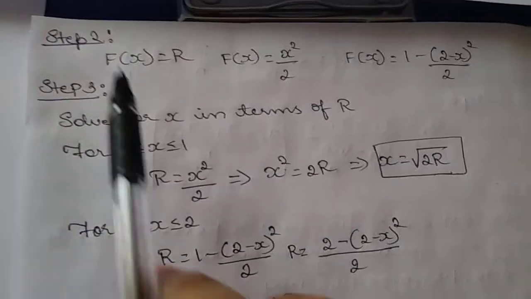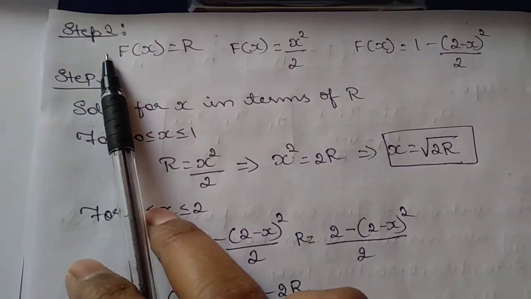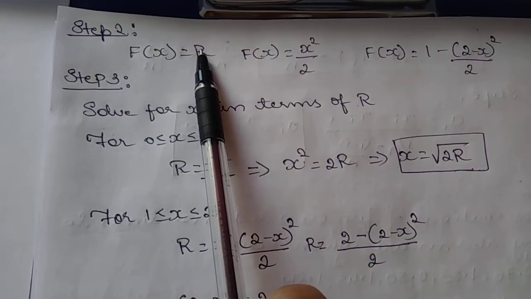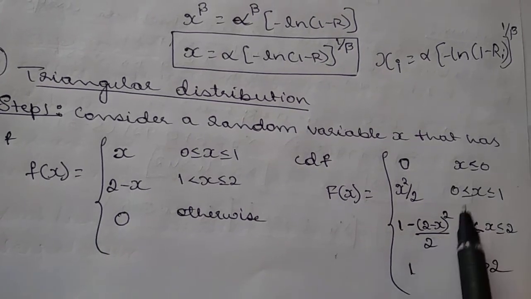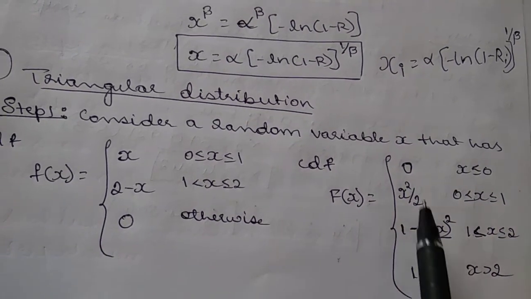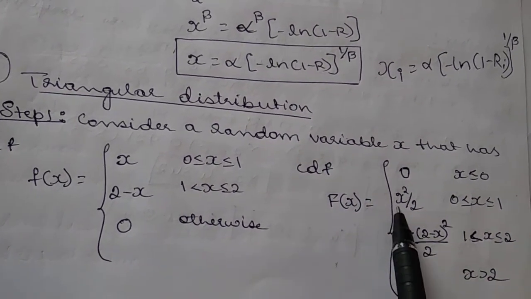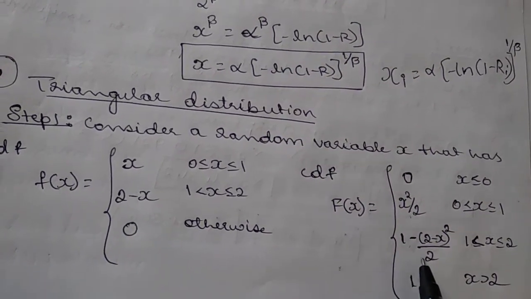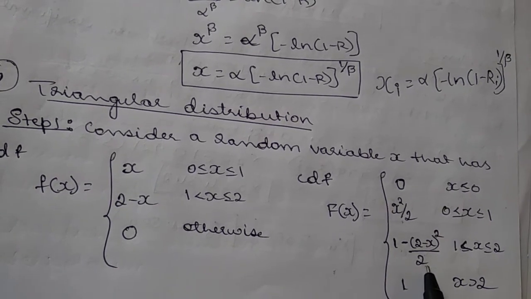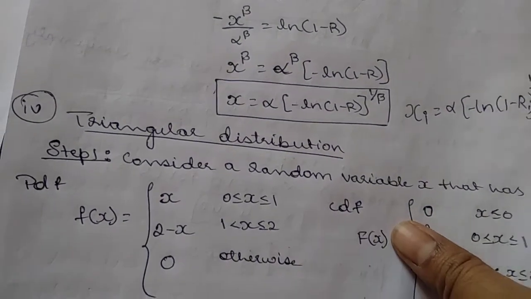See, what is step 2? You have to just assign F of x equals R. First, I have just told you we have two things, x square by 2 and 1 minus (2 minus x) whole square divided by 2. For these two things, we have to find out the formula. First, I'll consider F of x as x square by 2. Then, again, I'll consider F of x equals 1 minus (2 minus x) whole square divided by 2.